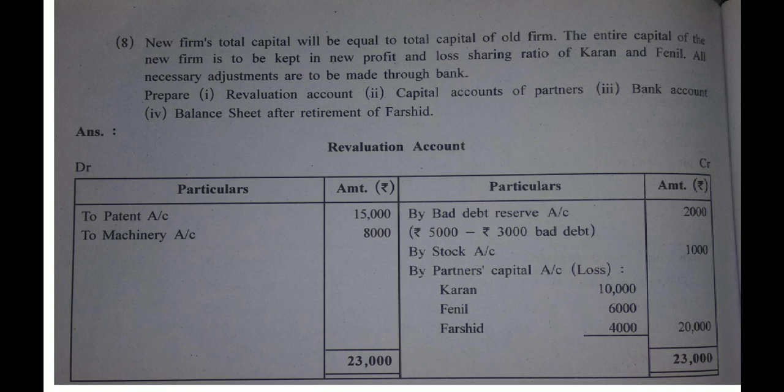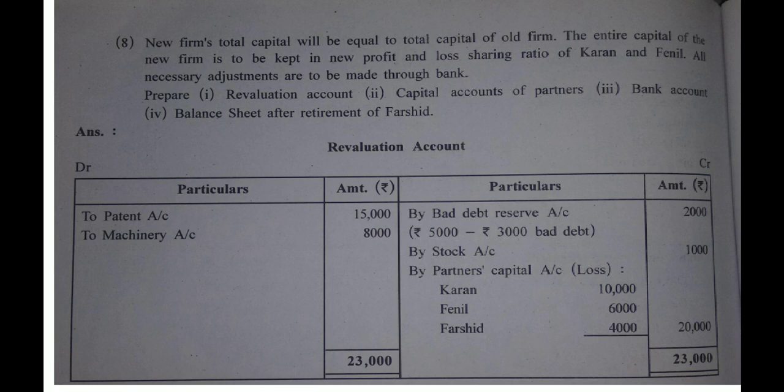Okay, so what is the process of totaling? On the debit side of the revaluation account, it is 15,000 plus 8,000, which is 23,000. So 23,000 minus 2,000 minus 1,000. What is the amount of difference? It is 20,000.